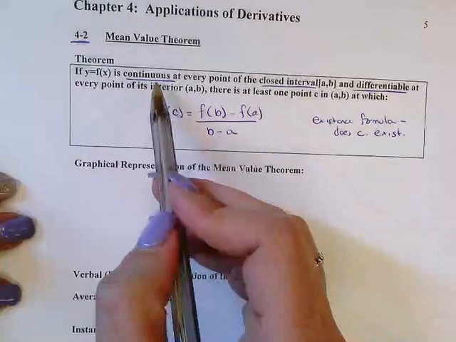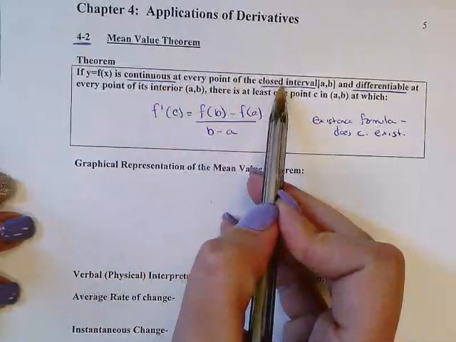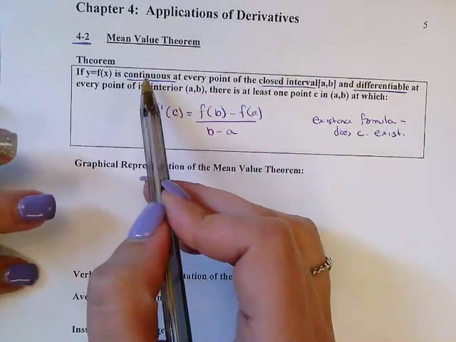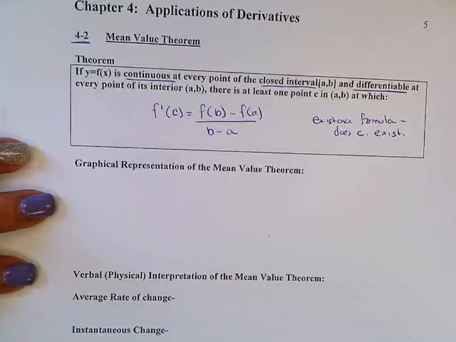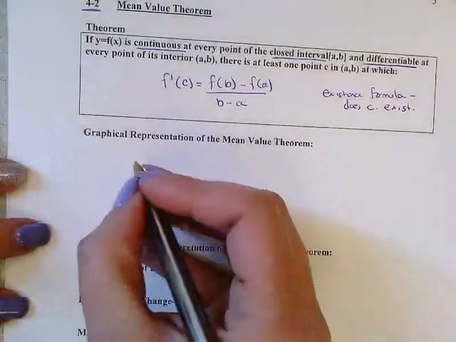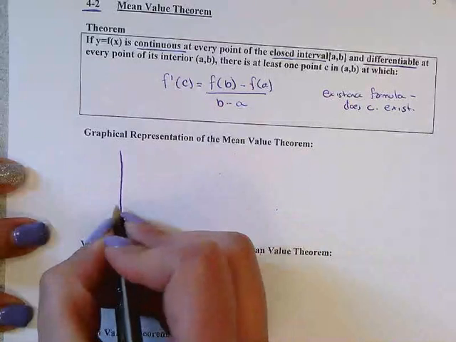All right, so if any part of this is not true, then the mean value theorem is not true. So if it's not continuous and it's not on a closed interval and it's not differentiable, then we cannot use the mean value theorem. So the graphical representation, this is what we're looking at.